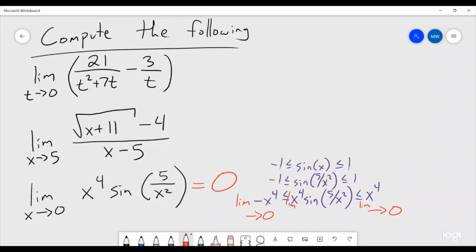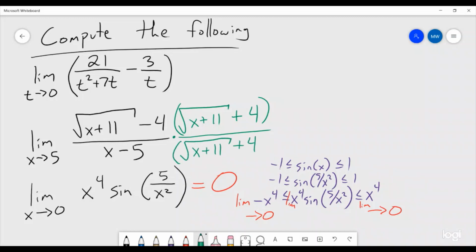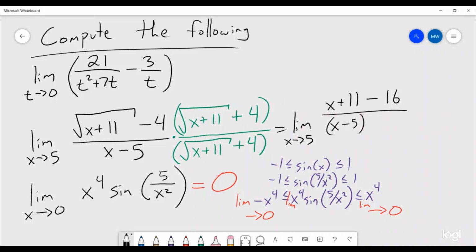Well, this is similar to one that we did a little bit earlier, where we have a square root that we would like to have gone. So to do that, we're going to multiply the top and bottom, not by the entire top, but the conjugate of the top. So we're going to multiply the top and bottom by the square root of x plus 11 plus 4. And so by doing that, the top is going to become the limit as x goes to 5 of x plus 11 minus 16, because that's 4 squared, all over x minus 5 times square root of x plus 11 plus 4.